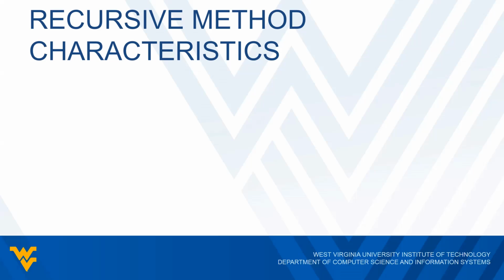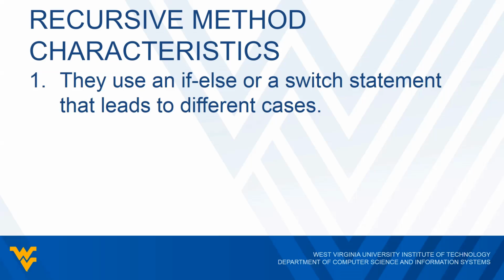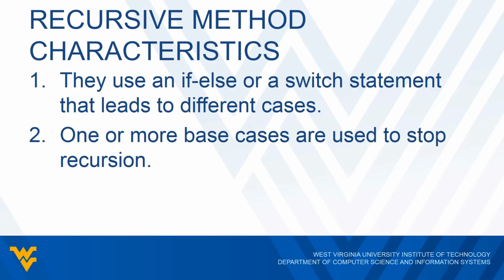Most recursive methods have several characteristics. So we'll mention 3 of these characteristics. One of them is that they use an if-else statement or a switch statement that will lead to different cases. Most recursive methods also have one or more base cases, and we mentioned they have to have at least one, but these base cases are used to stop the recursion. So normally we would say if we encounter a base case, we're going to return whatever the trivial solution is.